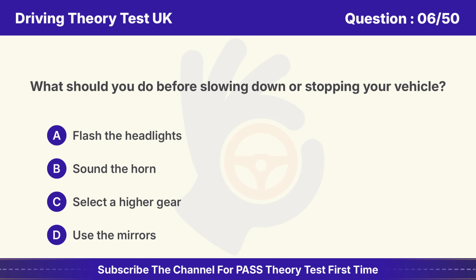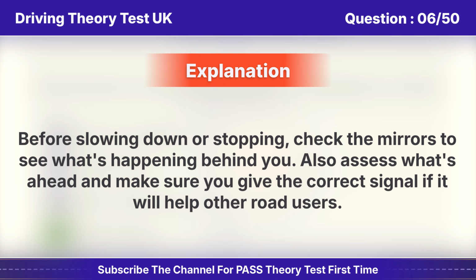Question 6. What should you do before slowing down or stopping your vehicle? Answer is D. Use the mirrors. Before slowing down or stopping, check the mirrors to see what's happening behind you. Also assess what's ahead and make sure you give the correct signal if it will help other road users.